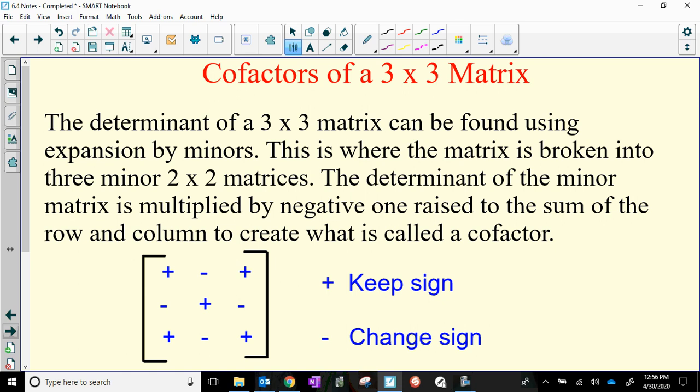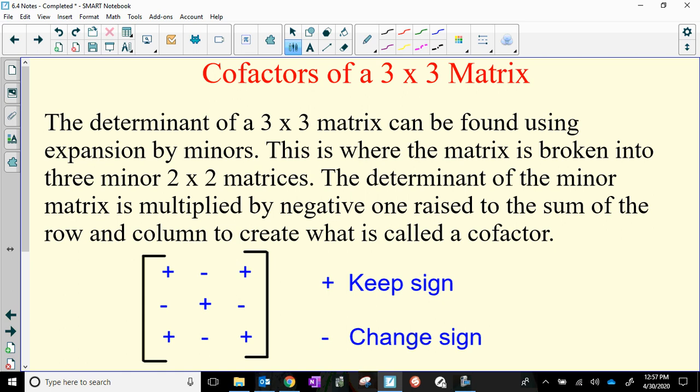Okay, so for a 3x3 matrix, we want to find its determinant. So we have to first set up something called cofactors and minor matrices, because we can find the determinant of a 2x2. So what we're really going to do is break this into a little tiny 2x2 matrix on the inside, and then we'll multiply by a number out in front of it. That number out in front is going to help us come up with something called a cofactor.